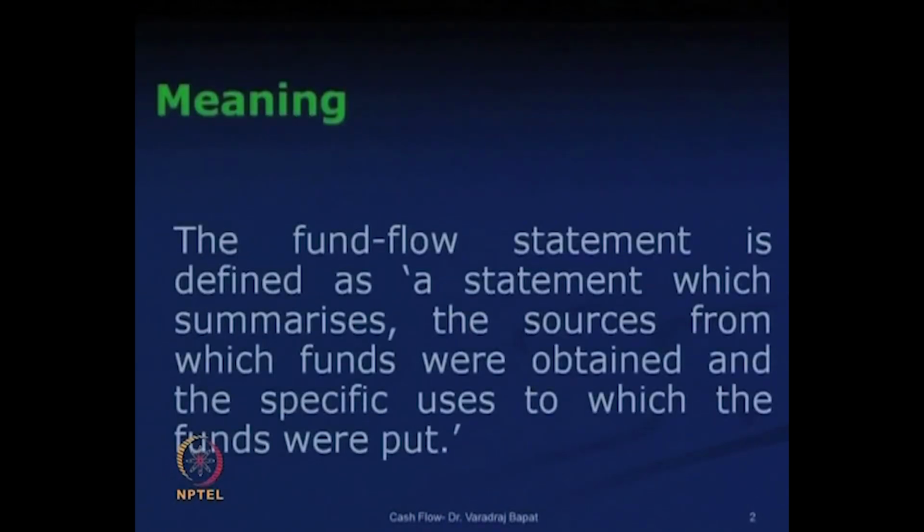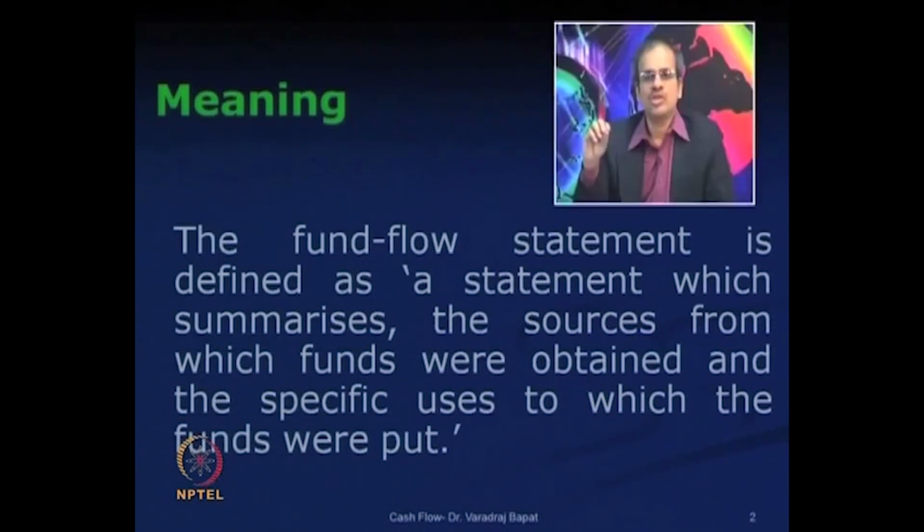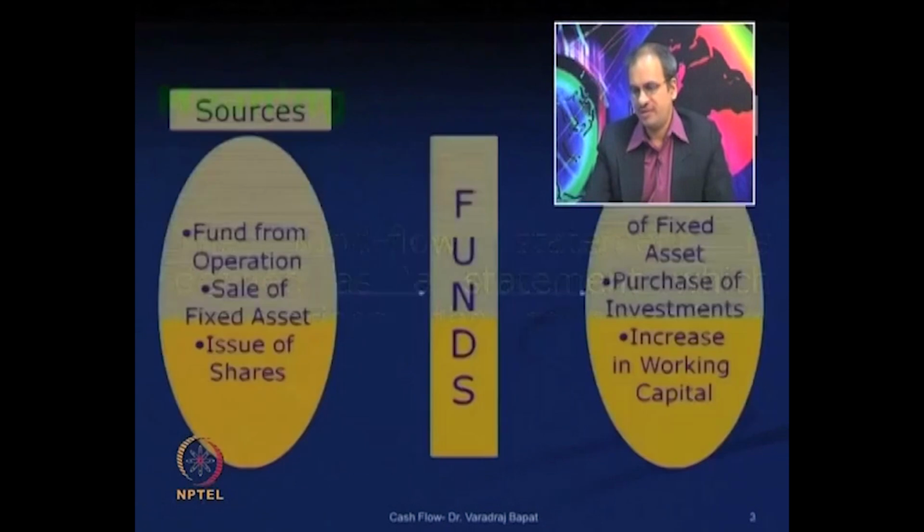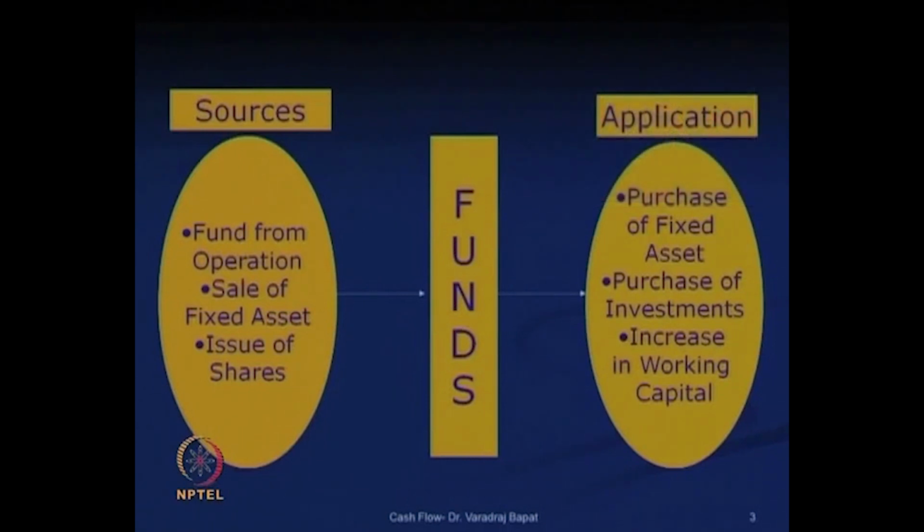So, what is the meaning? It is defined as a statement which summarizes the sources from which the funds are obtained and the uses to which they are put. Now, this chart shows you some of the examples of funds. So, sources are funds from operations, sale of fixed assets, issue of shares. Applications could be purchase of fixed assets, purchase of investment, increase in working capital and so on.